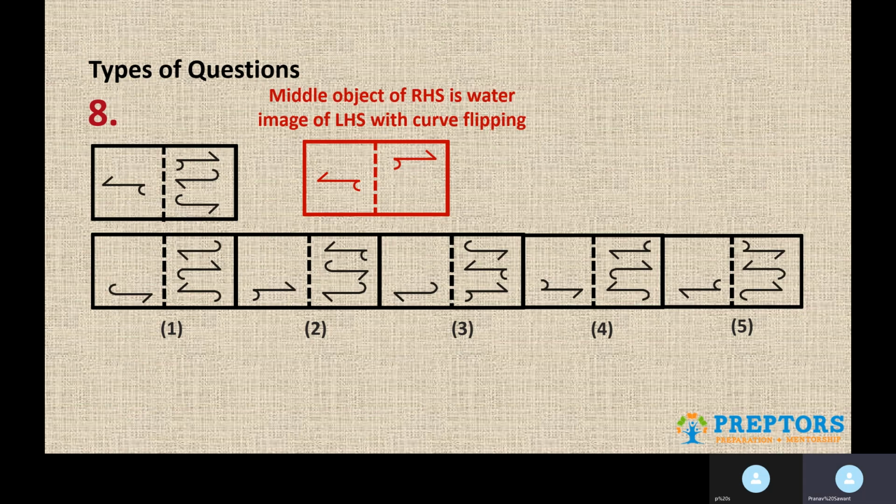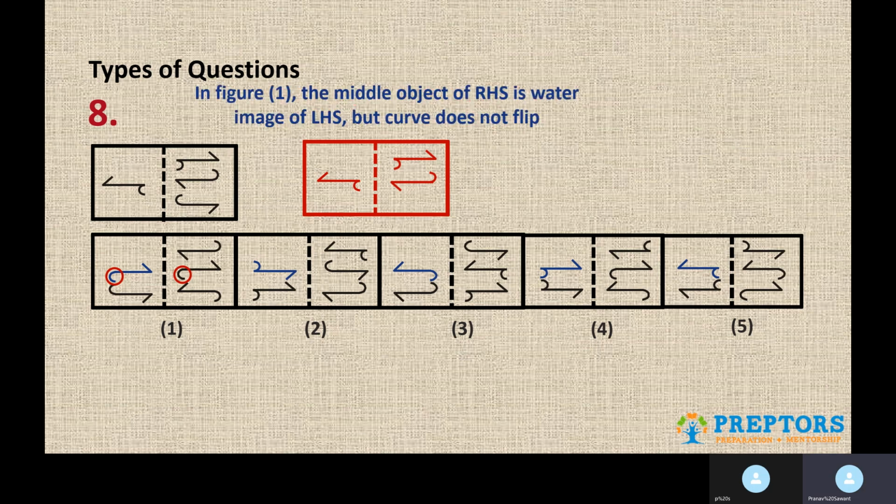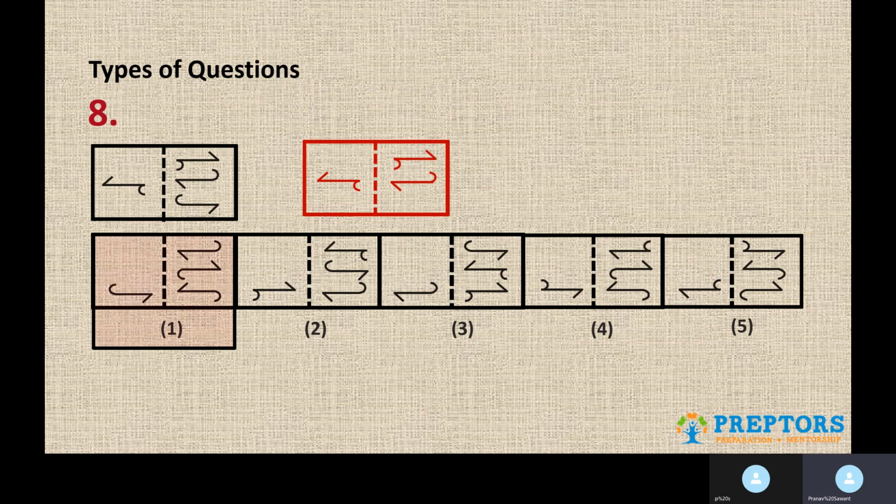The middle object on the right hand side is a water image of the left hand side with curve flipping. So this is how it will look. So this is the middle object and the curve has flipped. Let's check it with all. So in all the figures, it is following except one. In figure 1, the middle object on the right hand side is a water image of the left hand side, but the curve does not flip. Hence, option 1 is the answer.